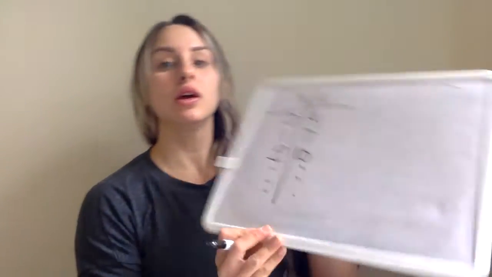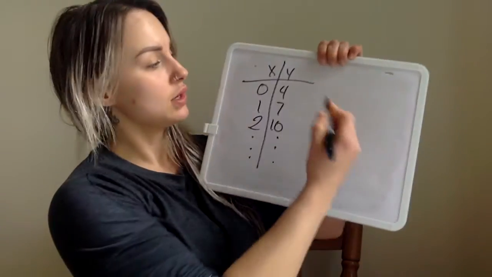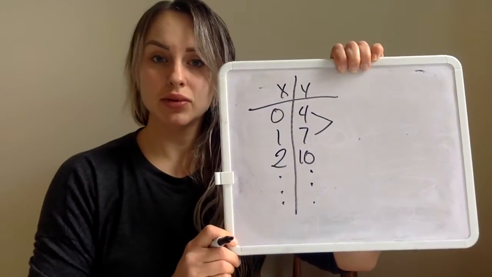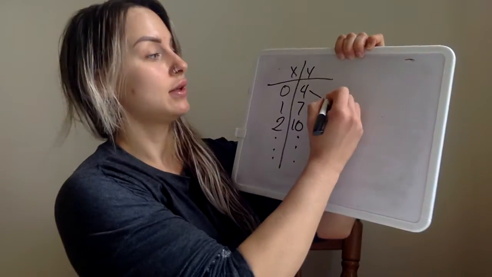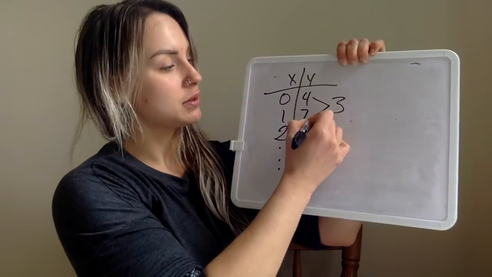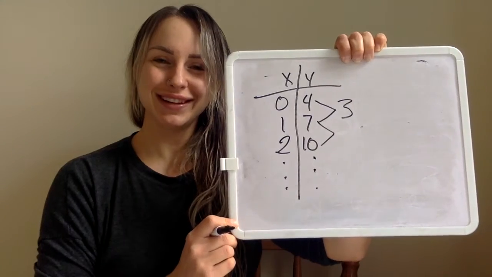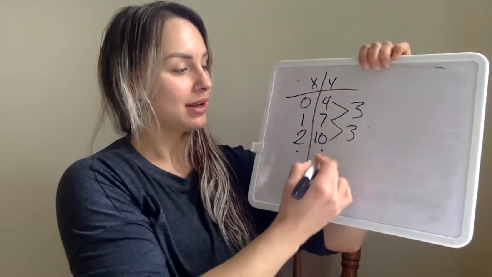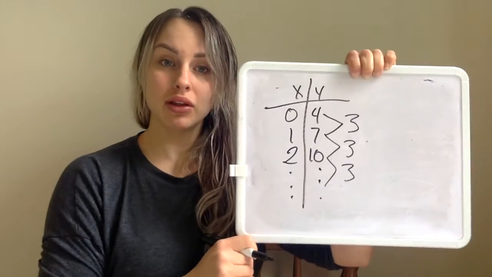So we'll do another one. If we take a look, x and y are 0, 4, 1, 7, 2, 10, down, and down. So we're taking a look at the difference between those two. It is 3. And the difference between these two is also 3. And if we did it again, it would have been 3.